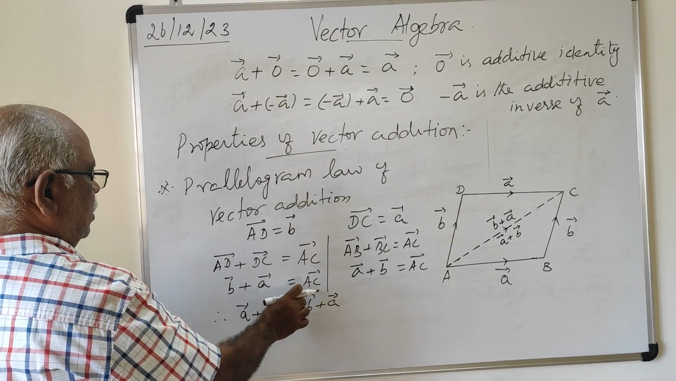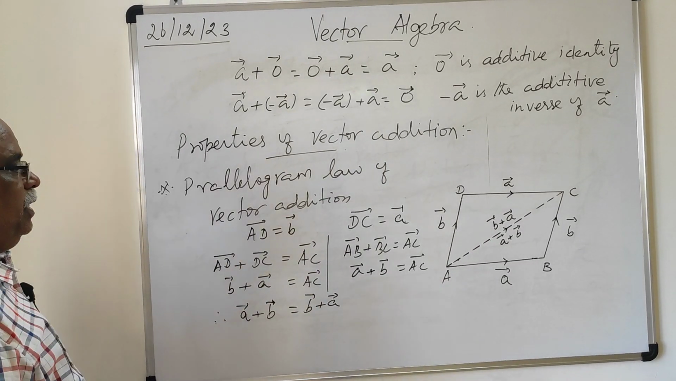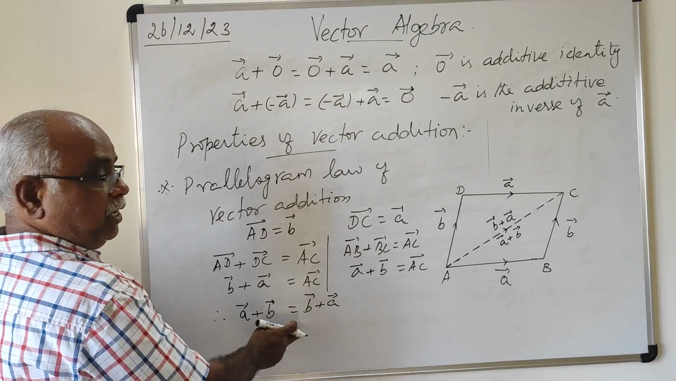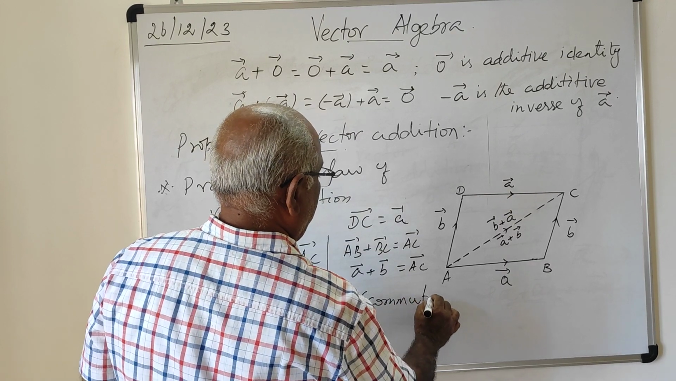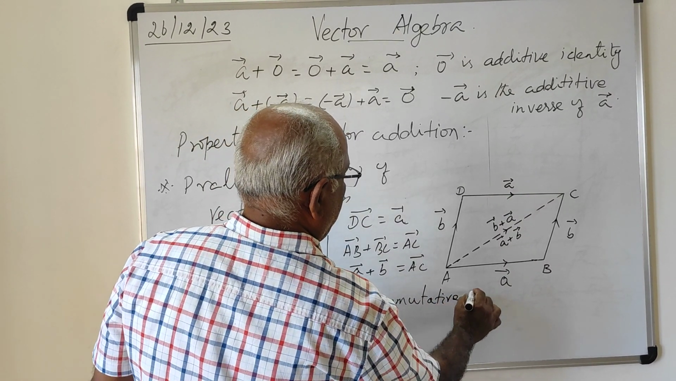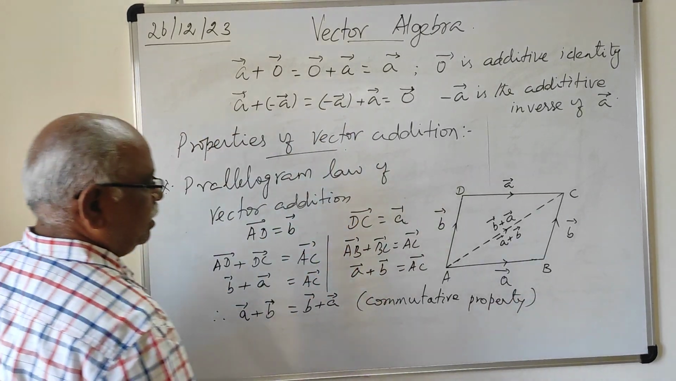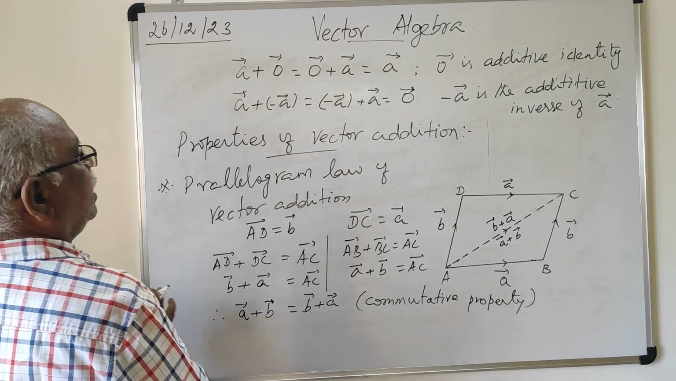This is called the commutative property. A plus B vector equals B plus A. This is proved by the parallelogram law of vector addition. This is called the commutative property of vector addition. And one more property, the associative property.